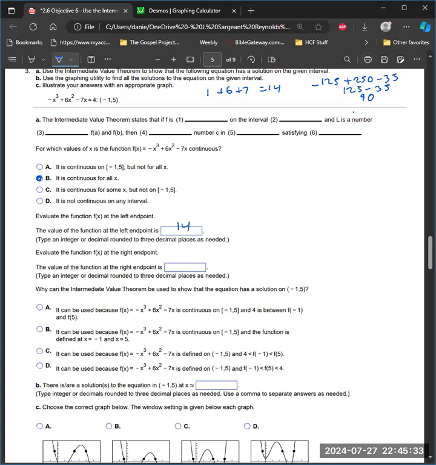Oh, this is 7 times 25, not 7 times 5. This is 7 times 25. That's almost, that's 175. That's 250 minus, let me just use my calculator here.